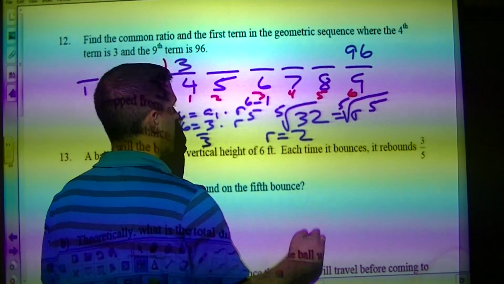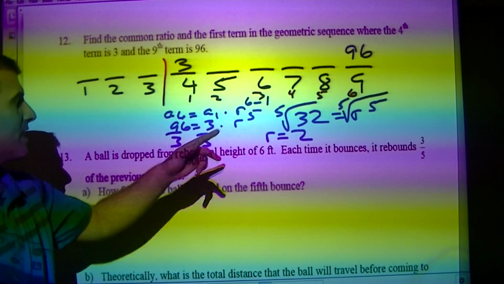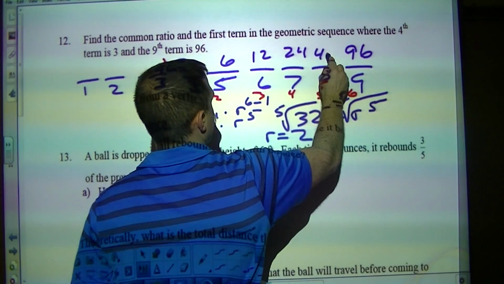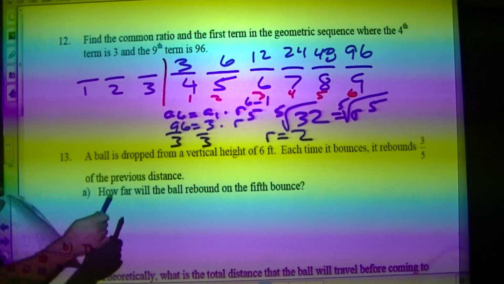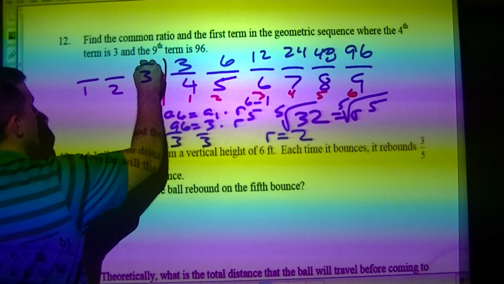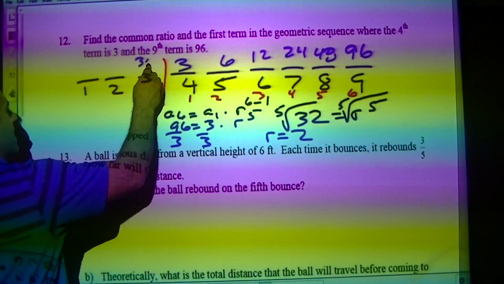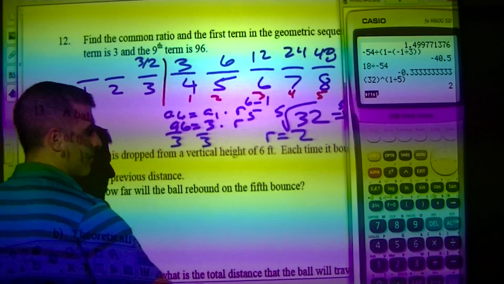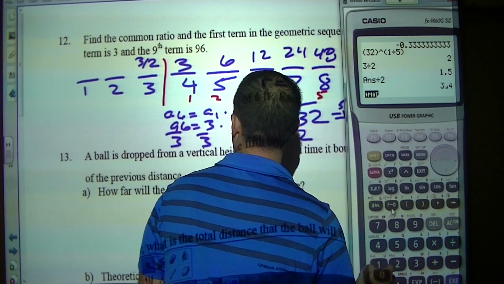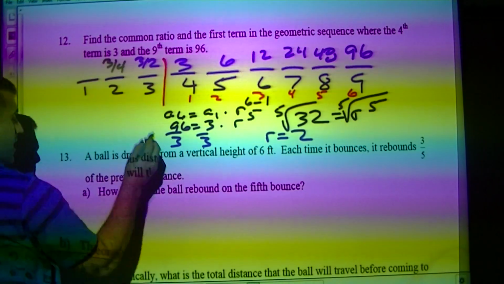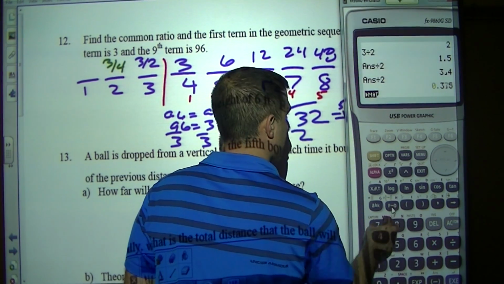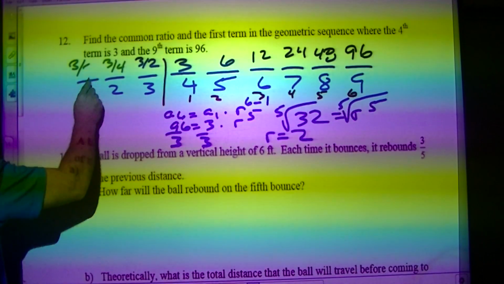Another way you could have done that is to see what you could multiply by itself 5 times to get that. So, let's check it: 6, 12, 24, 48, 96. Now, moving backwards here, I'm going to divide by 2. 3 divided by 2 would be 1.5, divided by 2 would be 3/4, and divided by 2 again would be 3/8. So my first term there is 3/8.